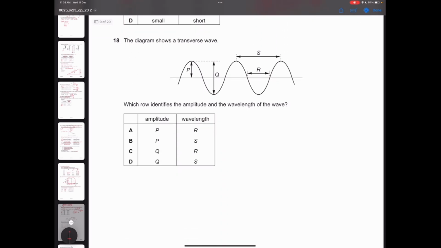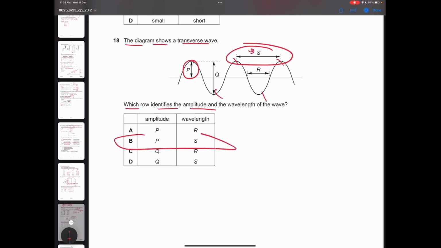Now, question 18, the diagram shows a transverse wave. Which row identifies the amplitude? We know that amplitude is the displacement from mean position. So, amplitude is this, and wavelength is the distance from crest to crest and trough to trough. So, option S is the wavelength. So, the option will be P and S, which is option number B.